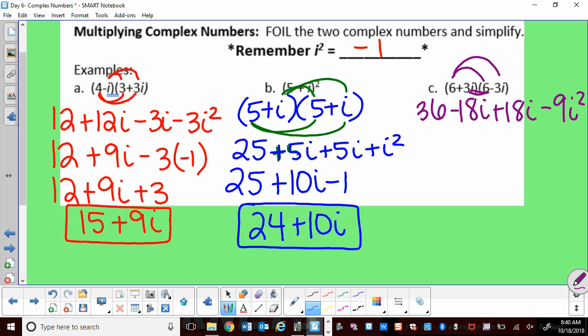My 36, there's nothing to combine with it, so I'll just bring it down. Negative 18i plus 18i, what happens there? It just cancels out. 0. I didn't want to write it. And then I bring down my negative 9, but instead of i squared, I'm going to write negative 1. Type that all into your calculator. 36 minus 9 times negative 1. What do you get? 45. Yep. You should get 45.